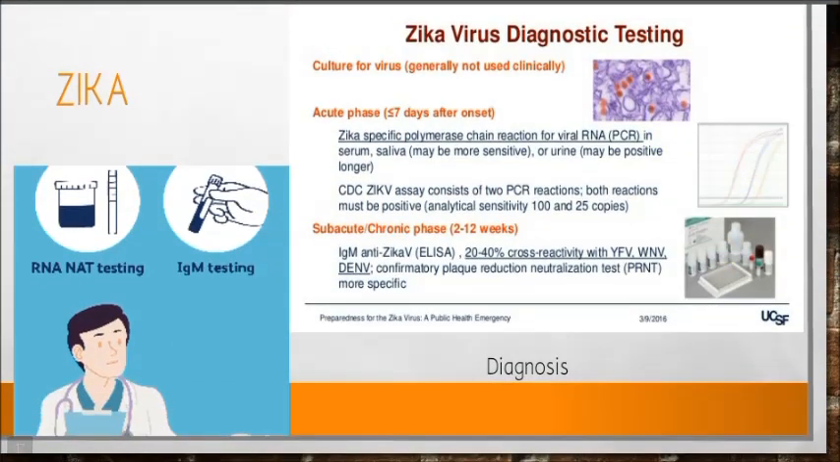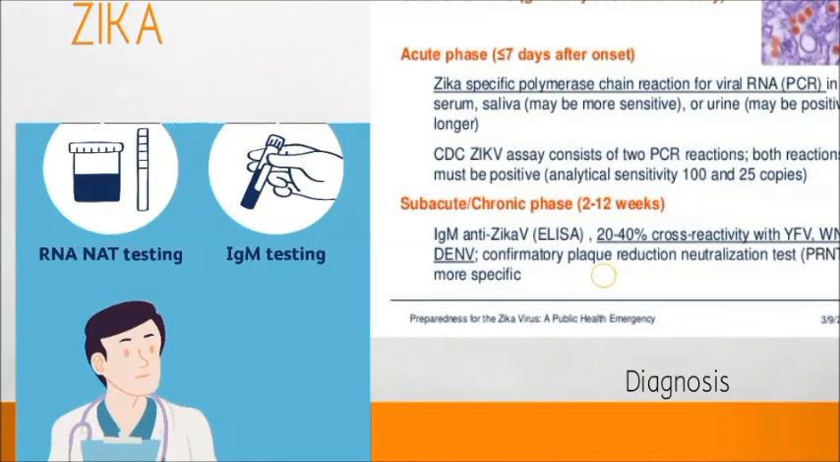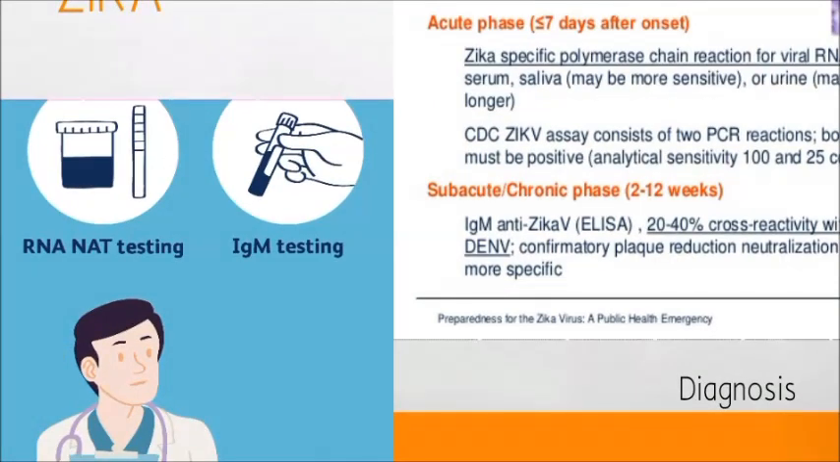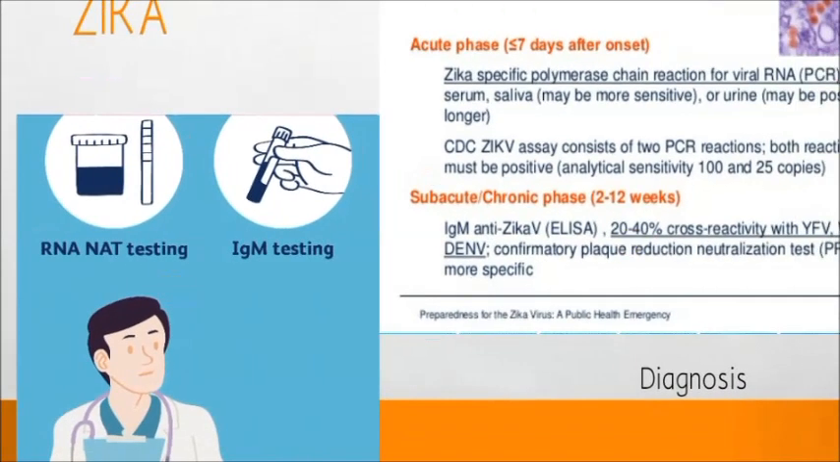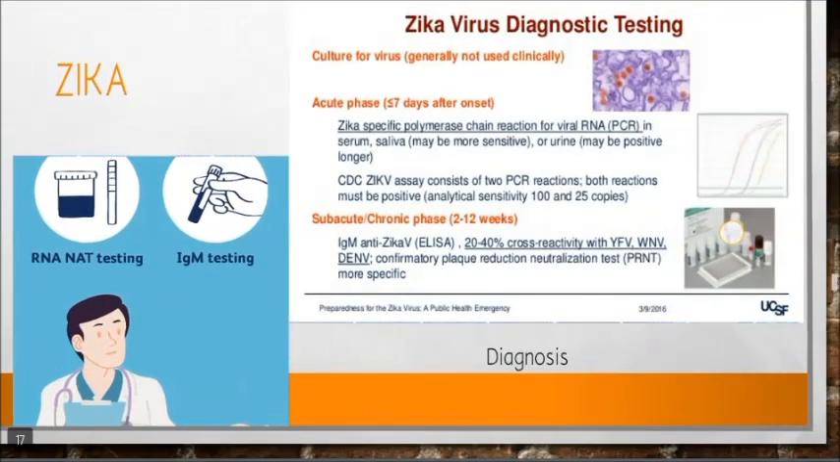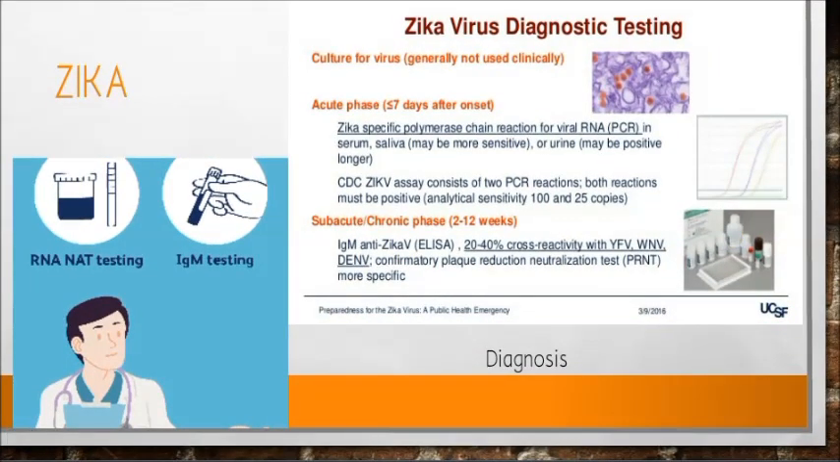What about the diagnosis? What are the diagnostic tests used to confirm there is a Zika virus infection? The medical field can use RNA NAT testing since the Zika virus targets the RNA. It could be IgM testing also. And also culture for the virus, but that is not generally used clinically.